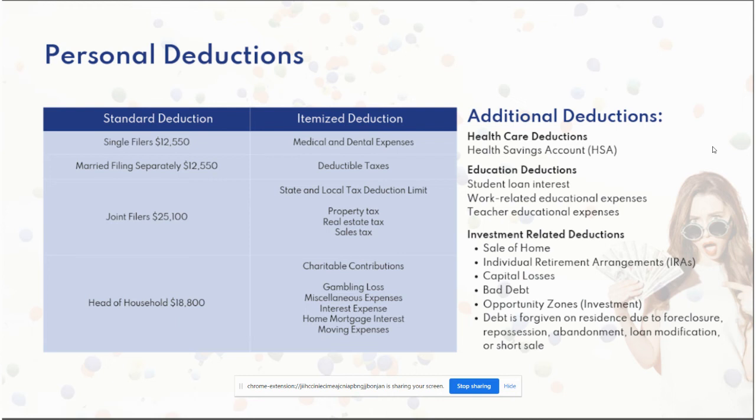If you are saving in an IRA, you can do a traditional IRA, a simple IRA, or a SEP IRA. If you have capital losses, you can deduct $3,000 from your income. If you have bad debt and you can prove that you lent somebody money and that person filed bankruptcy or cannot pay you, and you have a judgment and it's uncollectible, you can claim that bad debt. If you're an investor in an opportunity zone, there is a deduction for that.